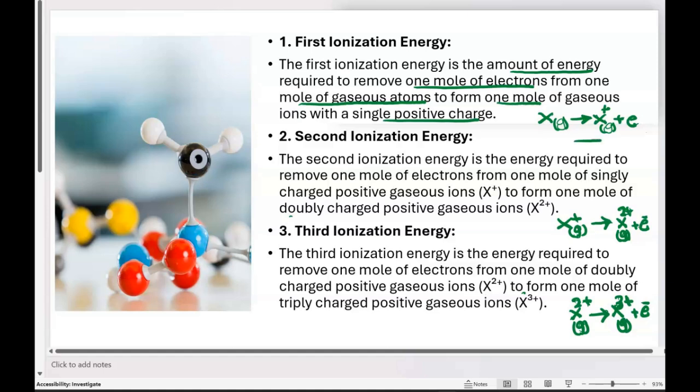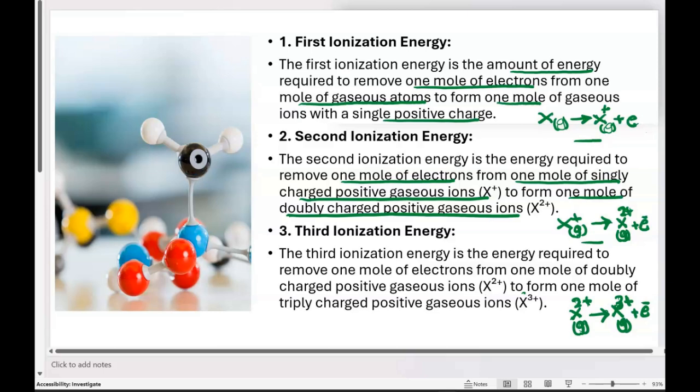Second ionization energy: amount of energy required to remove 1 mole of electrons from 1 mole of singly charged positive gaseous ions to form 1 mole of doubly charged positive gaseous ions. So this is the equation for the second ionization energy.